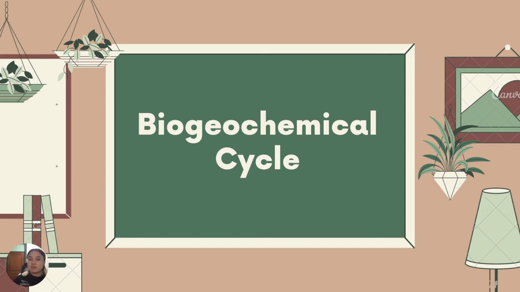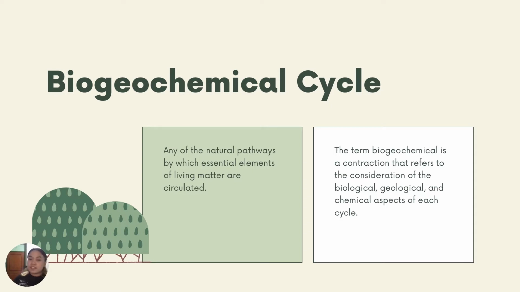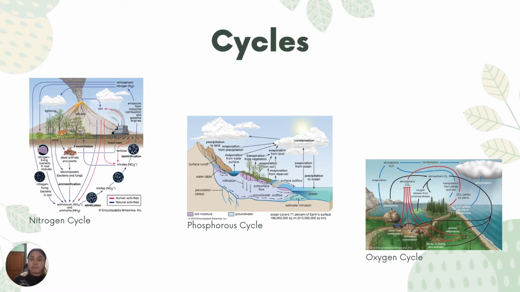So, what is the biogeochemical cycle? The biogeochemical cycle is any of the natural pathways by which essential elements of the living matter are recirculated. The term biogeochemical is a contraction that refers to the consideration of biological, geological, and chemical aspects of each cycle. Examples of these cycles are the nitrogen cycle, the phosphorus cycle, and the oxygen cycle. I will not delve too much into the meaning of this as it was previously discussed.